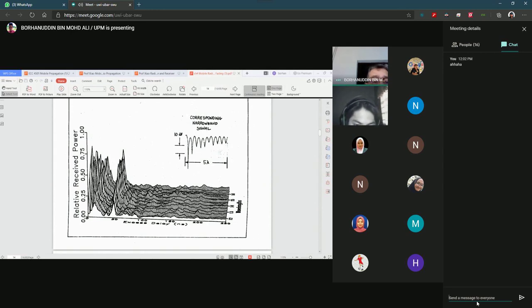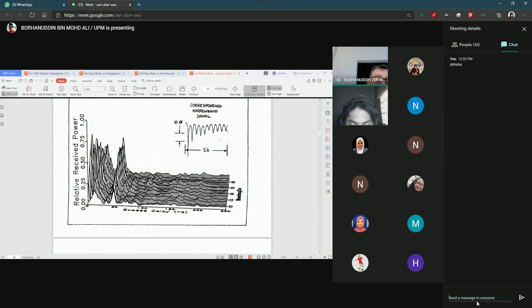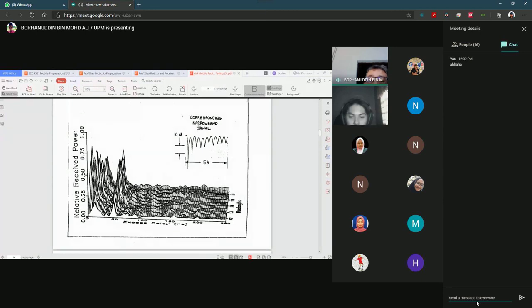So this is the time domain signal, the received power according to the time axis. This is wavelength, different wavelengths. And what you see here is the corresponding narrow band signal. So the signal that you receive, you can see pulses like this.